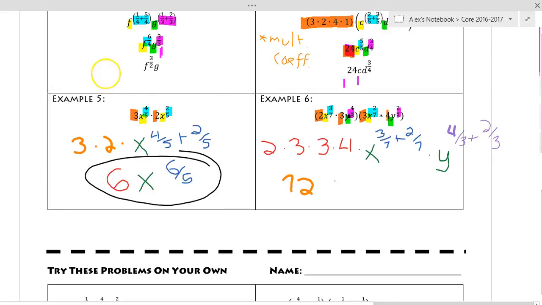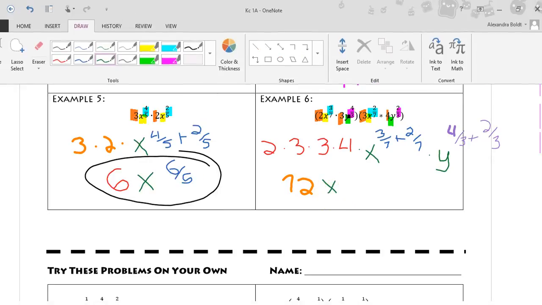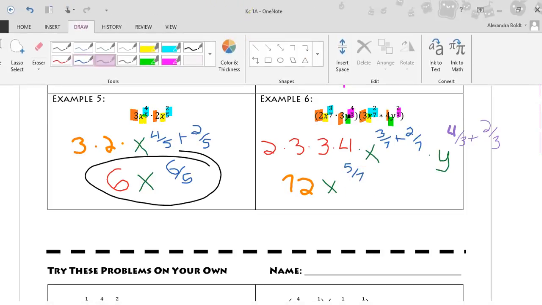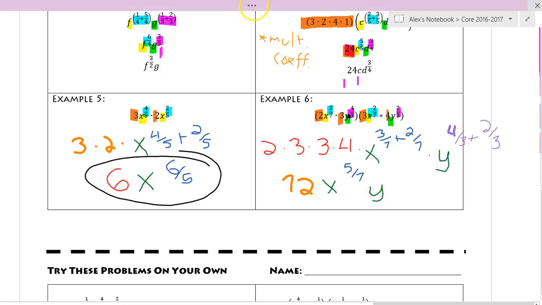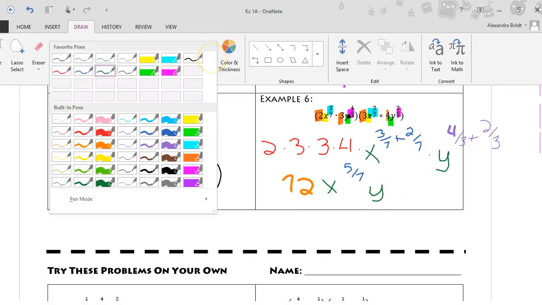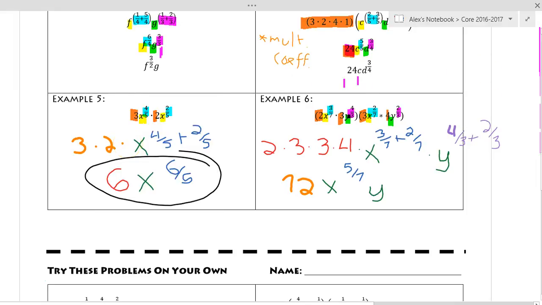Then I have x. 3/7 plus 2/7 is 5/7. And then for y, 4/3 plus 2/3, again, you can always use your calculator to help you out. 4/3 plus 2/3, and you do get 2 there, right? It's 6/3 or 2.